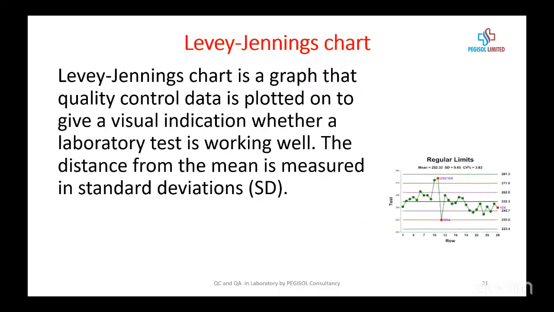You can see this is the Levey-Jennings chart. The Levey-Jennings chart is a graph on which quality control data is plotted to give a visual indication whether the laboratory test is working well. The distance from the mean is measured in standard deviation. You can see the mean here. From the mean to one line is one standard deviation, and from that standard deviation to another one is another standard deviation. So 2 lines above is plus 2 standard deviation. 2 lines below is what? Minus 2 standard deviation. So those are where the values should be within.